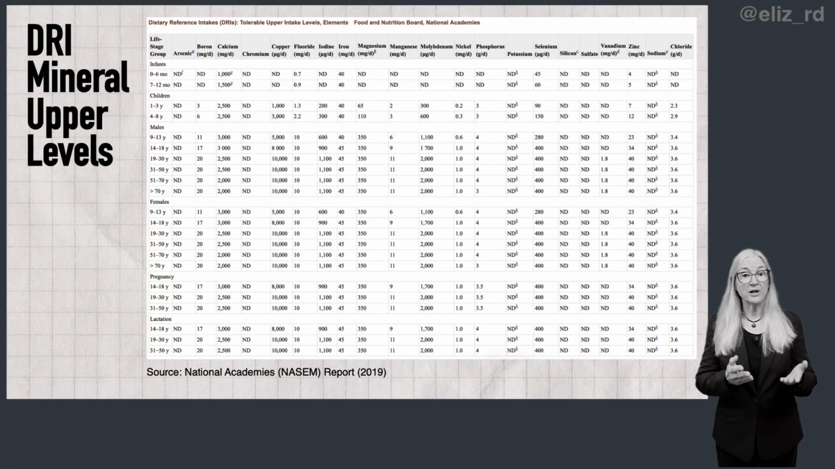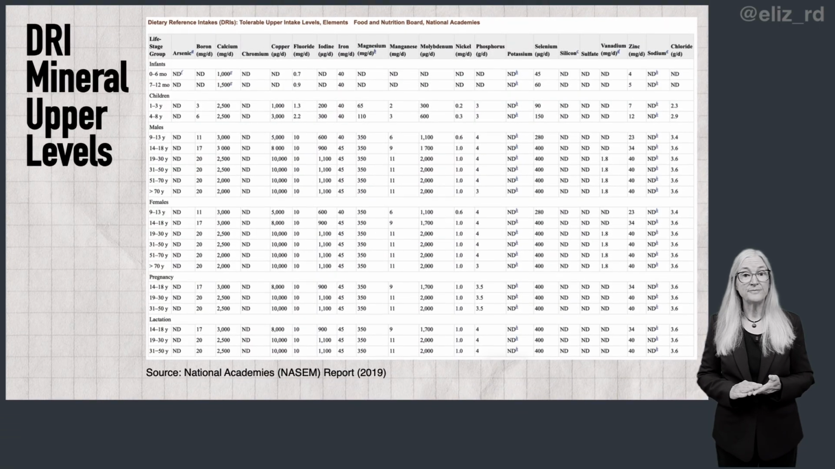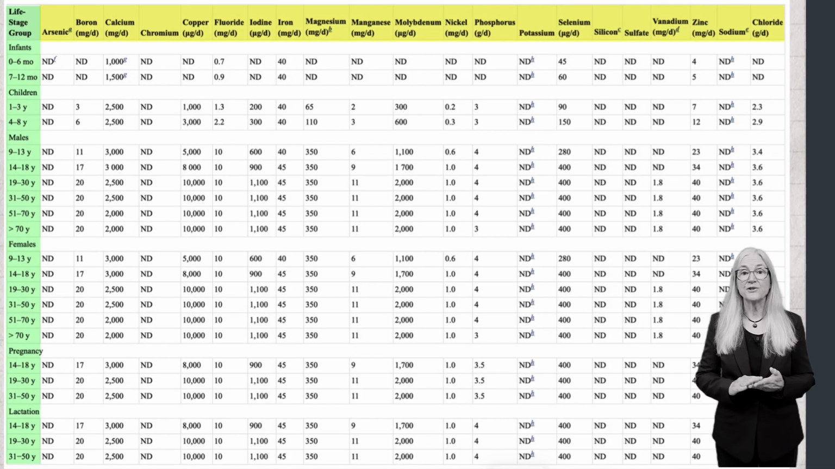Let's take a look at the chart for mineral upper levels. This chart lists tolerable upper intake levels for the minerals, or ULs. These standards list a maximum daily intake level that is not likely to cause adverse health effects, even if taken over time. However, taking amounts above this level for a period of time may cause toxicity symptoms.